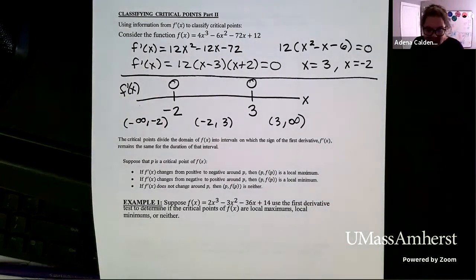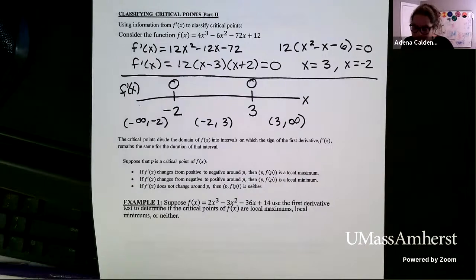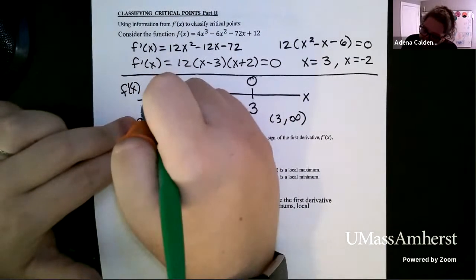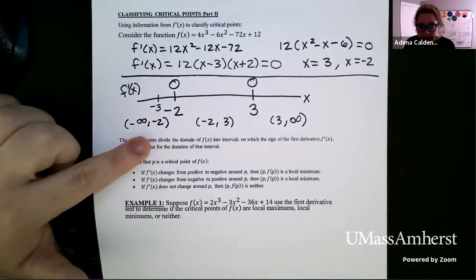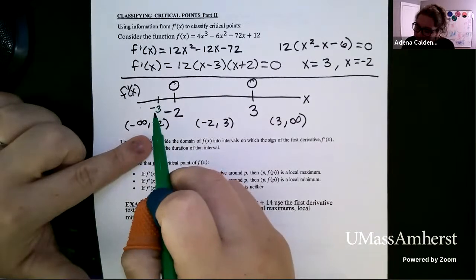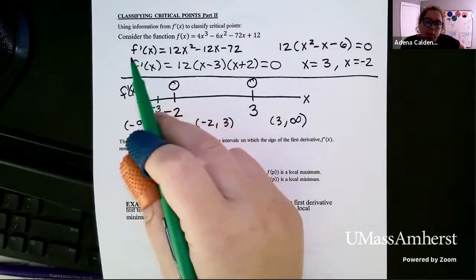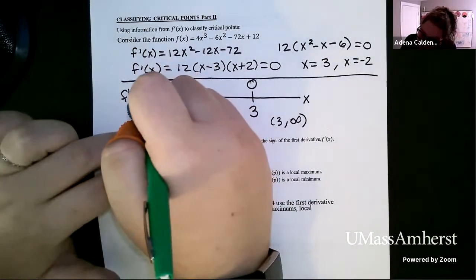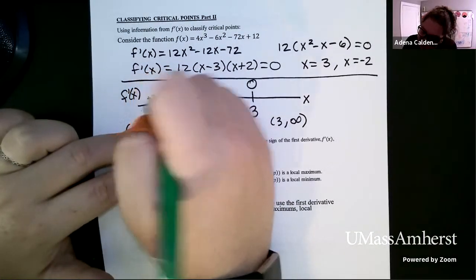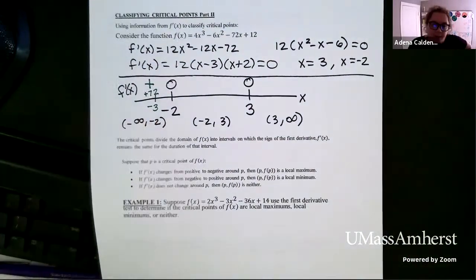So what I do is I pick a test point for each interval to figure out what the sign is going to be. So you want to pick your test point to be something easy to work with. So for this interval here, I'm going to pick -3 to represent my interval. And so I take my -3 and I plug it into the derivative to see if the sign will be positive or negative. So when I plug in -3, I get +72 as the value. But what I'm really interested in is the fact that it's positive.